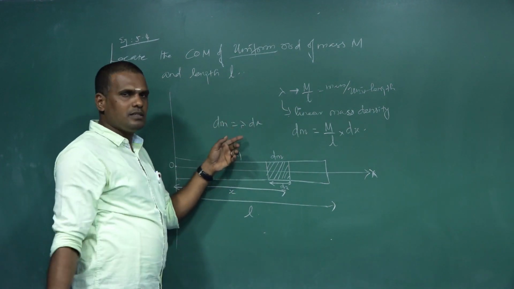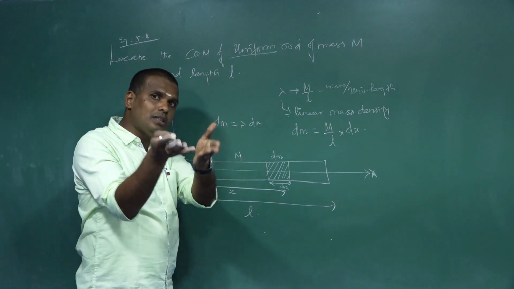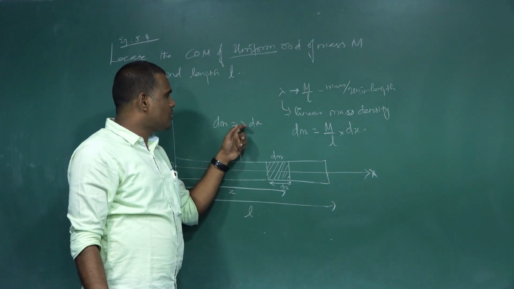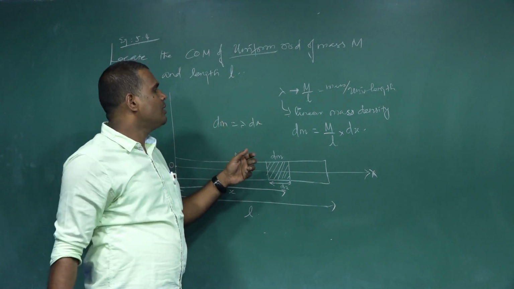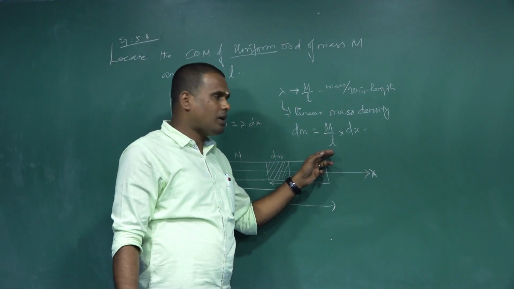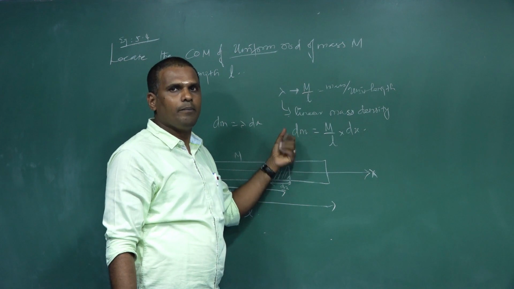If linear mass density is lambda, then what is the mass for the length dx? Multiplied with that length. dx is the length. So lambda multiplied with dx will give you the mass of that particular length alone. So M by L is the linear mass density, multiplied with dx will give you the mass dm.